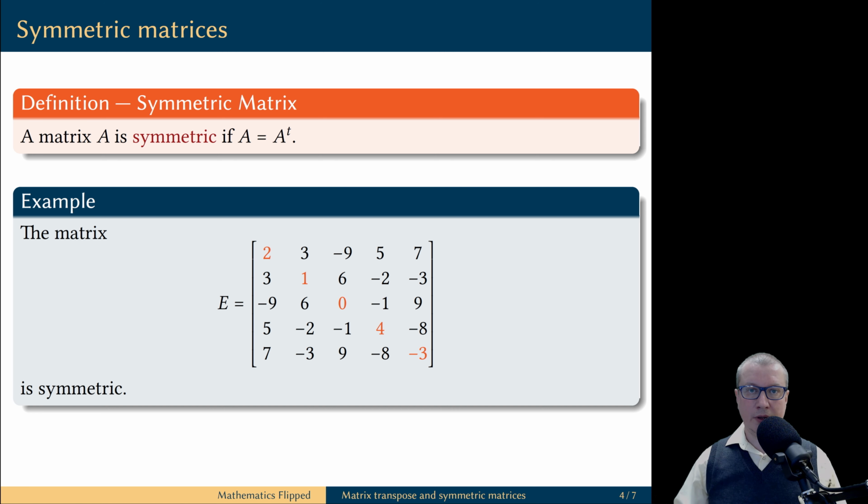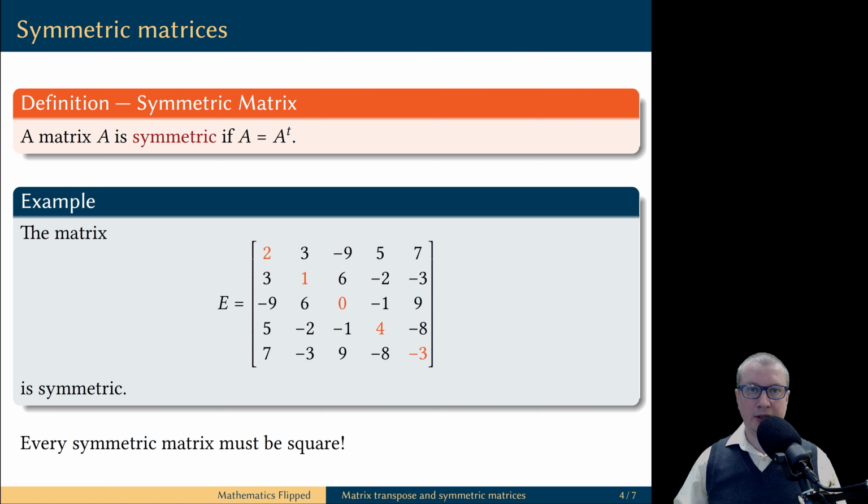Notice that in this symmetric matrix, the first row is the same as the first column, the second row is the same as the second column, and so on. So when you switch rows and columns, the matrix remains the same.